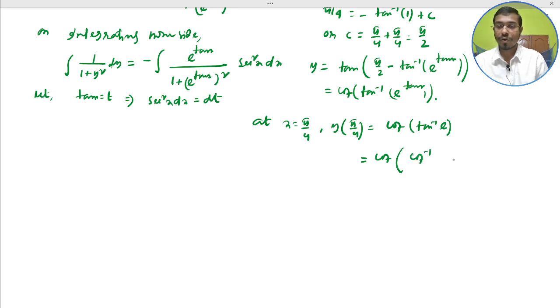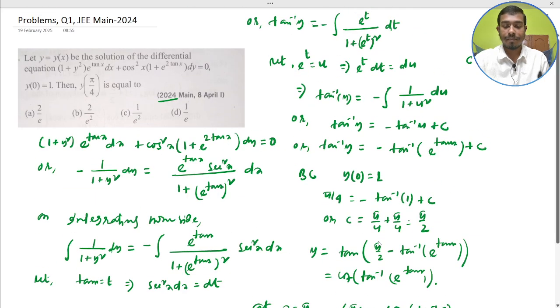Okay, so this is equal to cot of tan inverse e, meaning cot of cot inverse 1 by e. Okay, cot of cot inverse x is equal to x. So here it would become 1 by e. So 1 by e would be the correct answer. Matching the option, it would be D. Option D, 1 by e, would be correct.